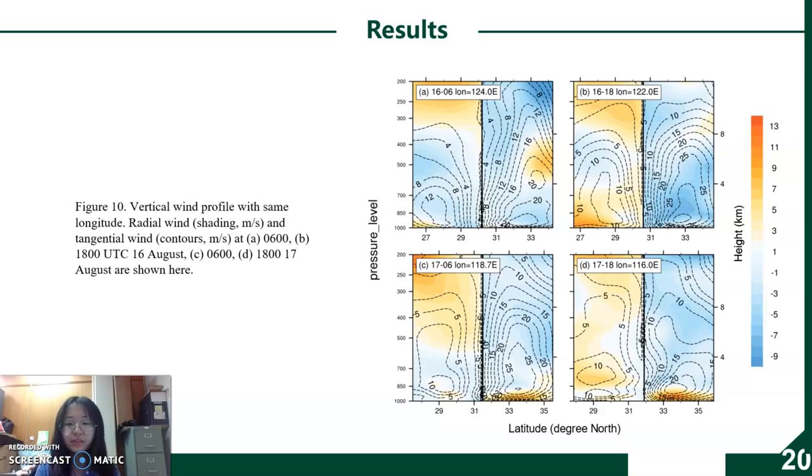Figure 10 is the vertical wind profile along the same longitude across the TC center. The magnitude of the radial wind is shown in shading, and the negative values refer to inflow. The dashed contours refer to the tangential wind. For the south of Rambia, at low levels, there was always inflow except in 10B. That is due to the other tropical cyclone.